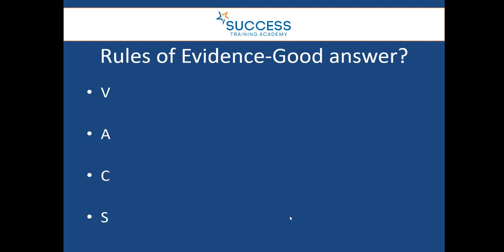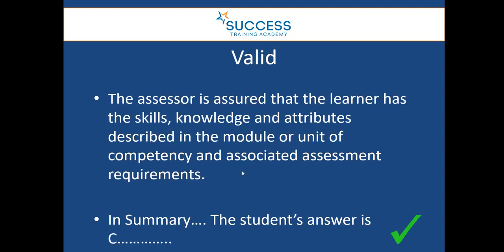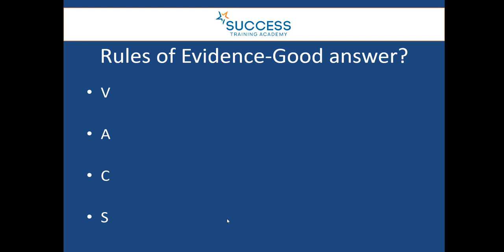Now, rules of evidence. As we've talked about, an answer in the VET sector, in order to be satisfactory, must meet 4 criteria. Those 4 criteria are, let me go back a little bit: valid, authentic, current, and sufficient. As we've talked about, valid means that the answer is correct. Authentic means that the answer is the candidate's own work. Current means that the answer is up to date. And sufficient essentially means that the answer is long enough, okay?